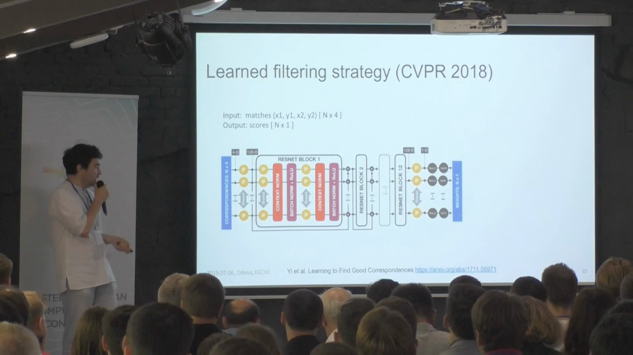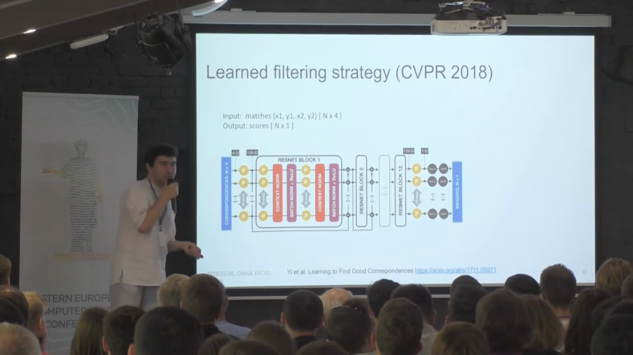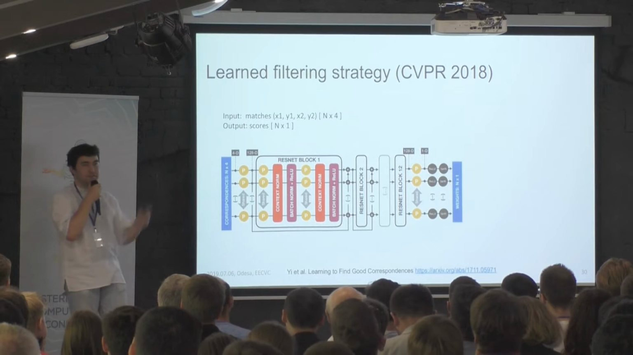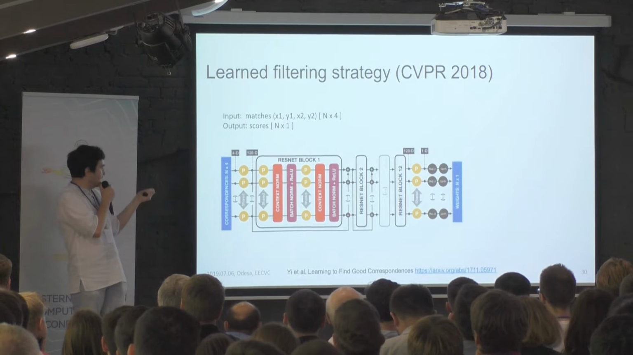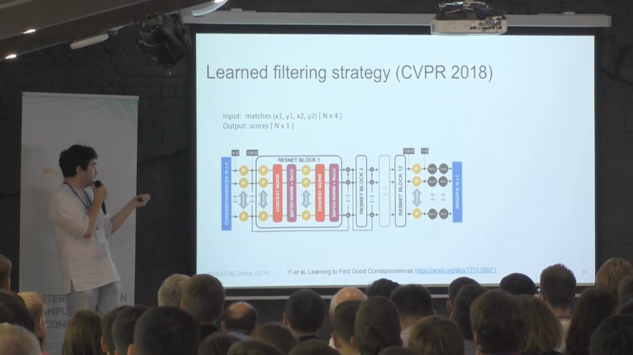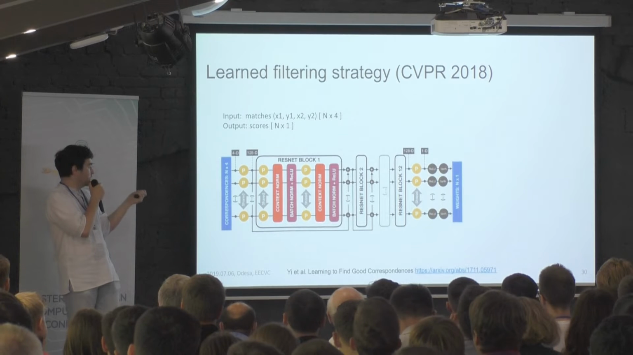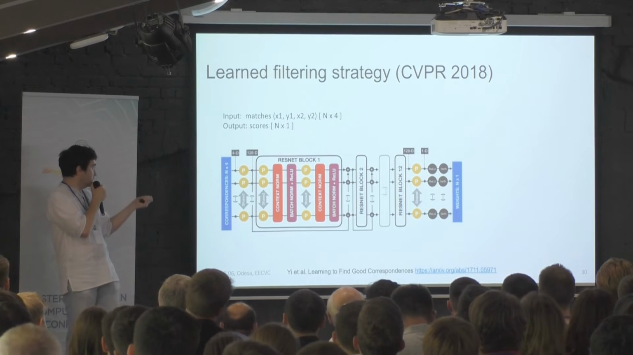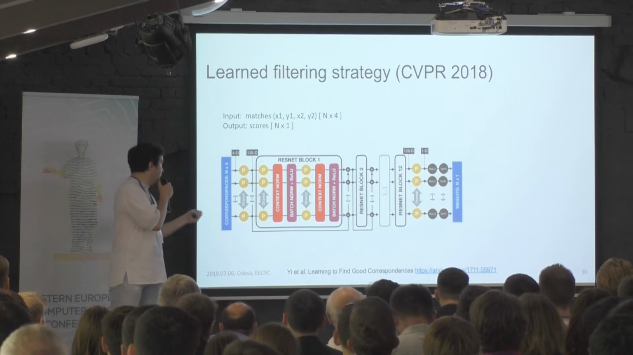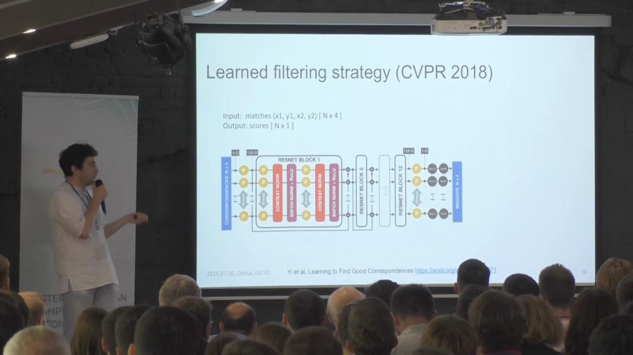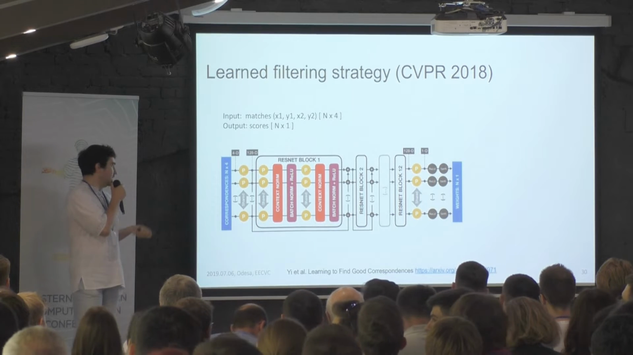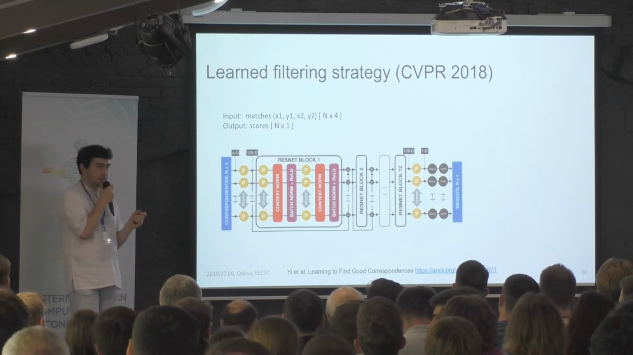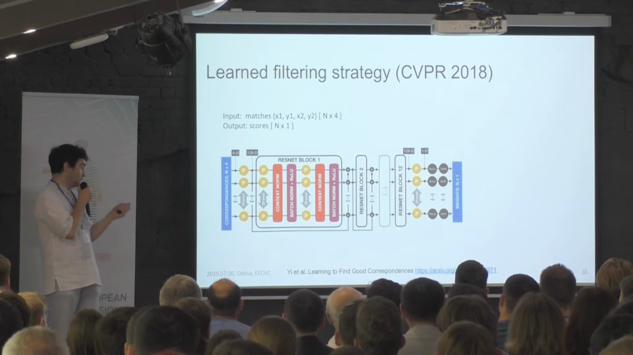And well, I think you can use deep learning magic. You have X and Y coordinates from image 1 and image 2, and you train some black magic neural networks to output confidence scores. There was an oral presentation on this at CVPR. So let's check how it works.